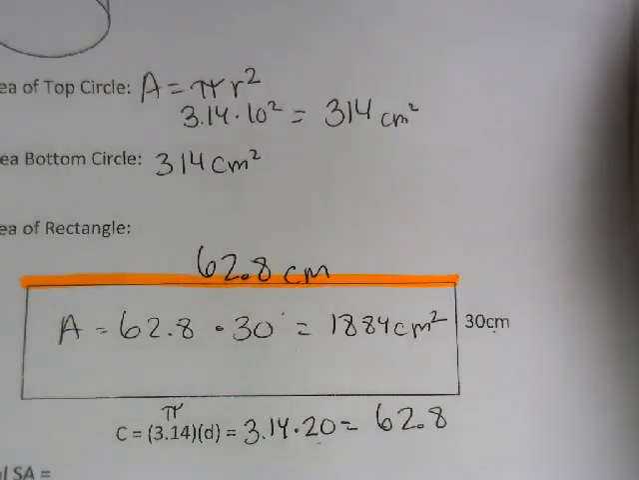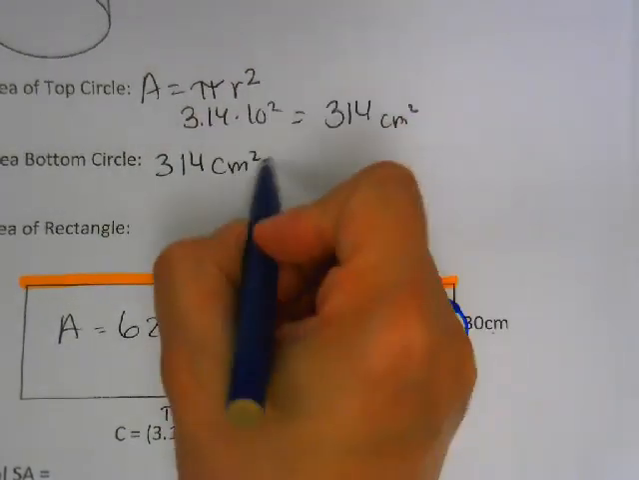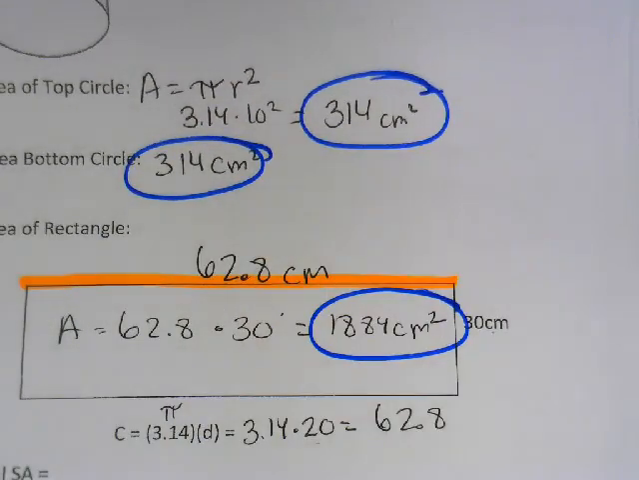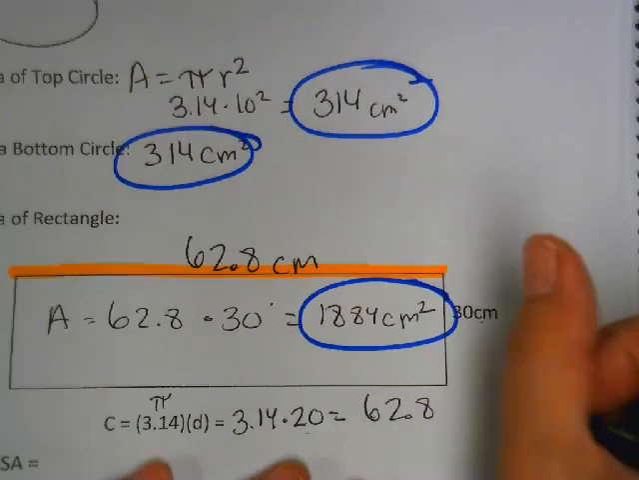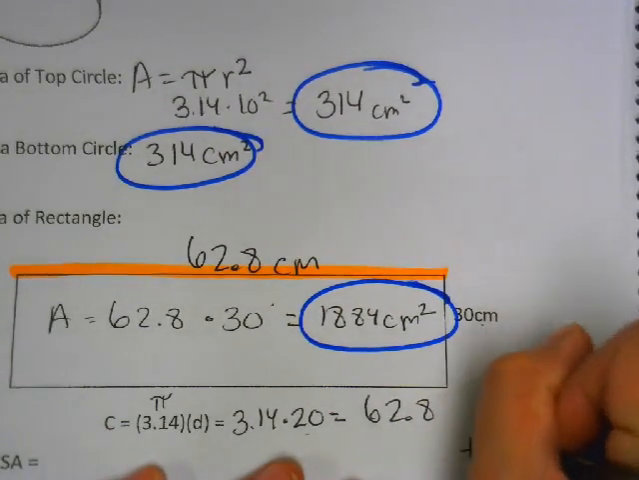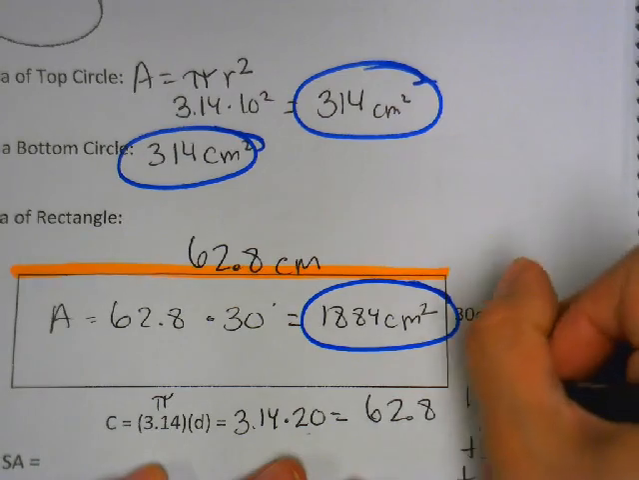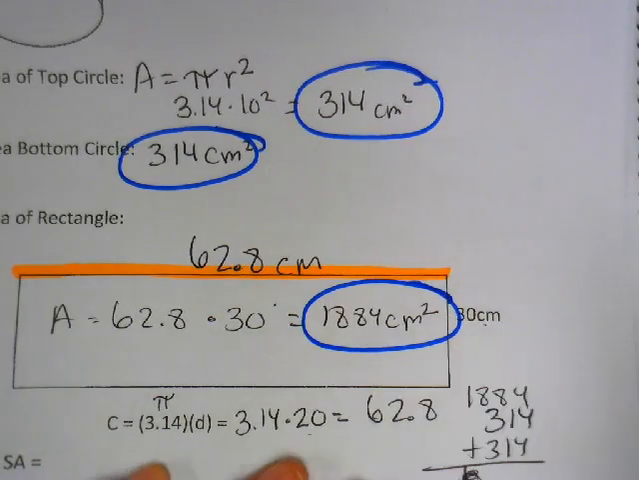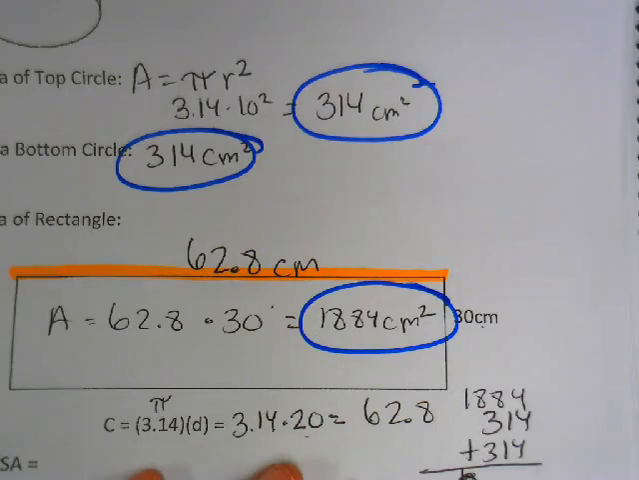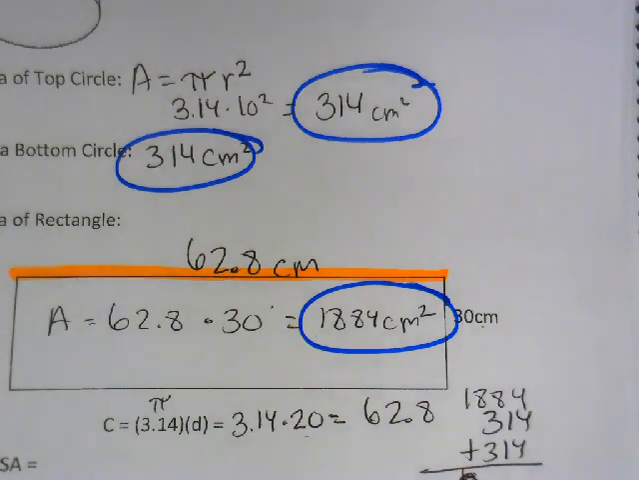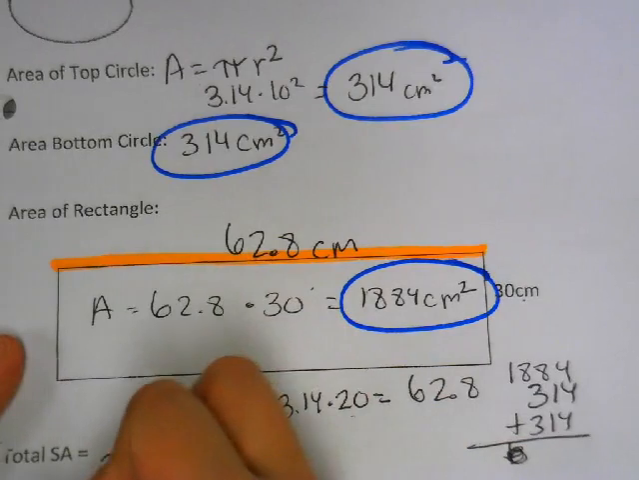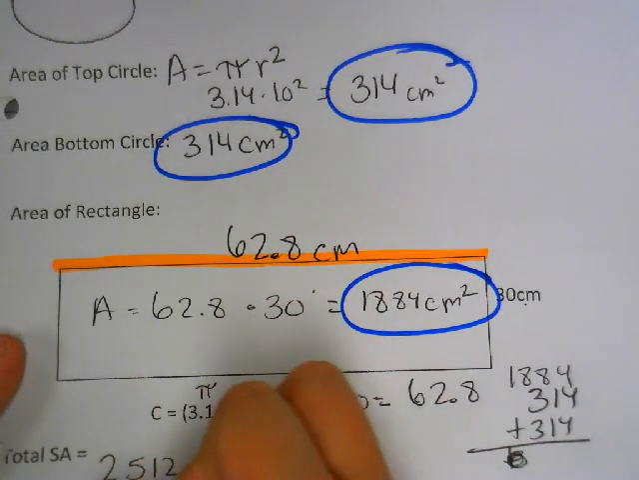So now I have to take this area, and this area, and do what with them? Add them together. So 314 plus 314 plus 1,884. Grand total of... What's our total surface area? 2,512 centimeters squared.